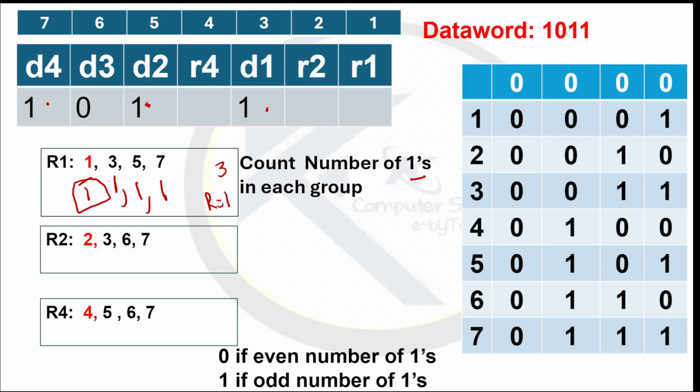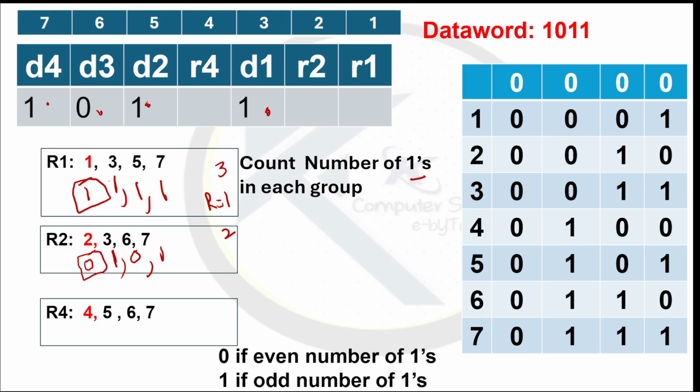Now see, this group will have 4 ones, so that is an even number. For the second, R2, see, this is 1, position 3. At position 6, we have 0. And at position 7, we have 1. How many ones are there? 2. So this is already even. So we will make R2 as 0, so that this group has an even number of ones.